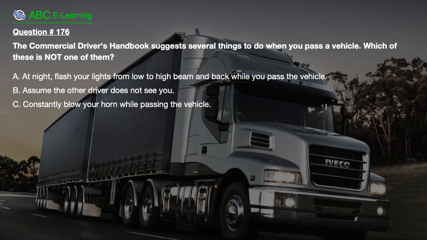Question number 176. The Commercial Driver's Handbook suggests several things to do when you pass a vehicle. Which of these is not one of them? A. At night, flash your lights from low to high beam and back while you pass the vehicle. B. Assume the other driver does not see you. C. Constantly blow your horn while passing the vehicle.